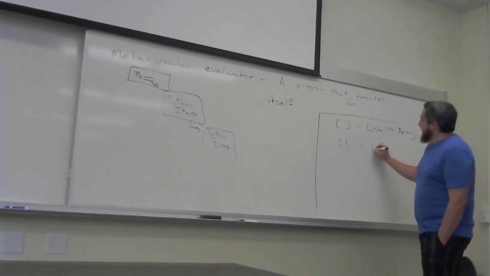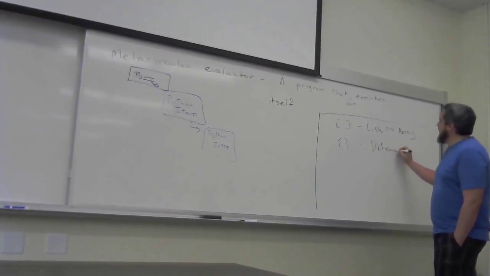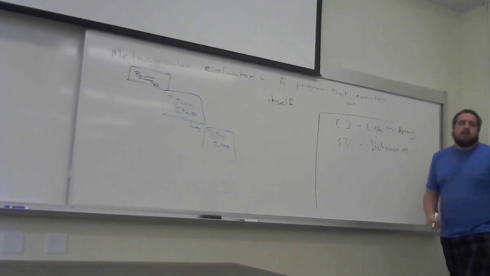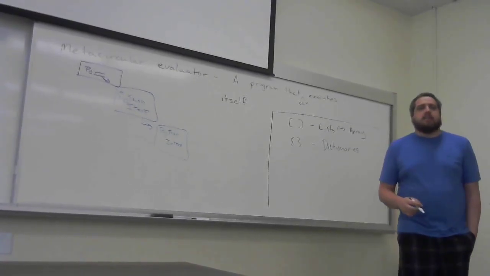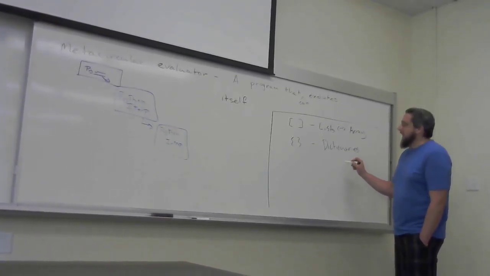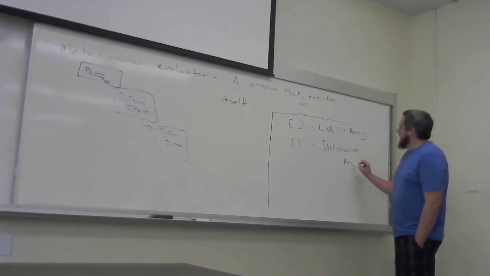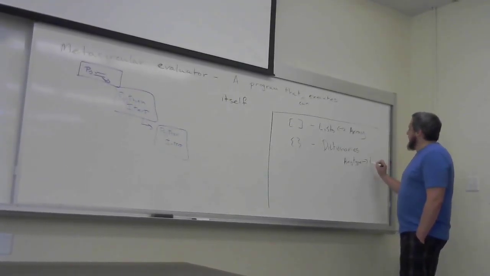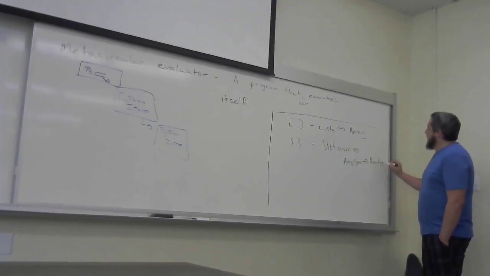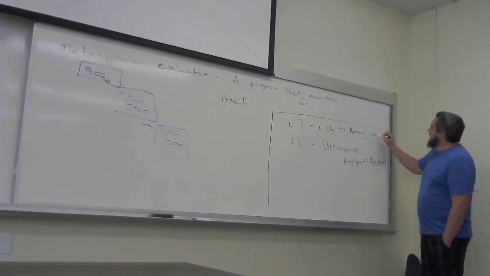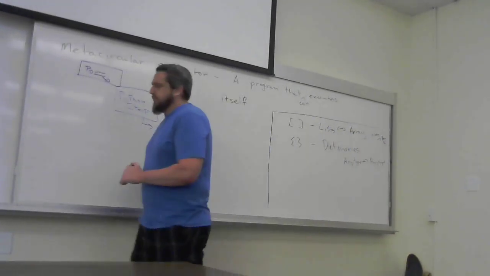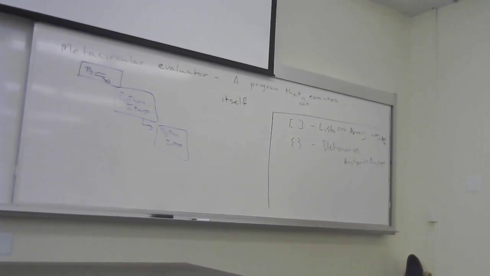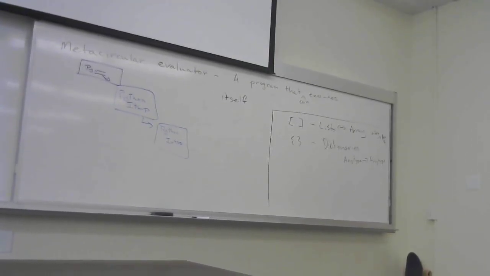Curly braces in Python are dictionaries. And dictionaries are like tables in Lua in the sense that they're an anything to anything map. It's a hash table from anything to anything. Any type to any type. Whereas a list is an index to a type. Any value, any object. Any type to any type for dictionaries. Does anyone have any questions before we start doing this here?